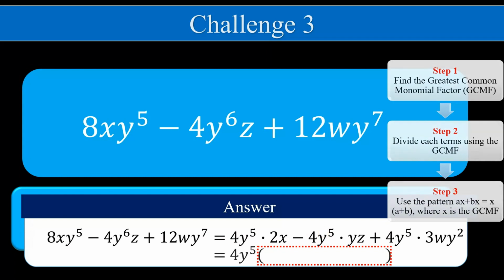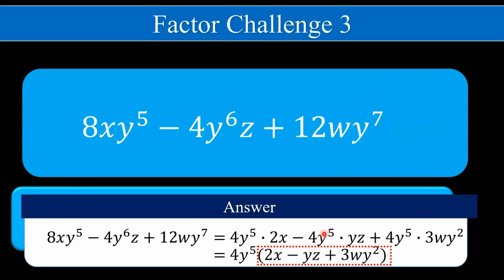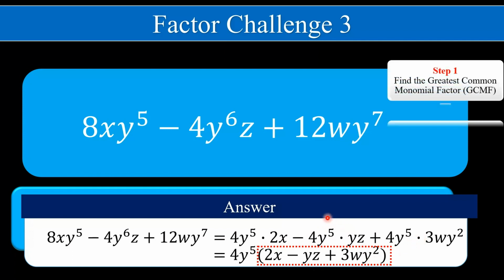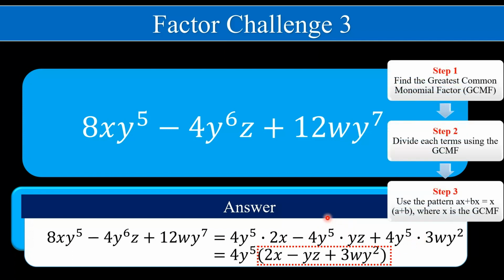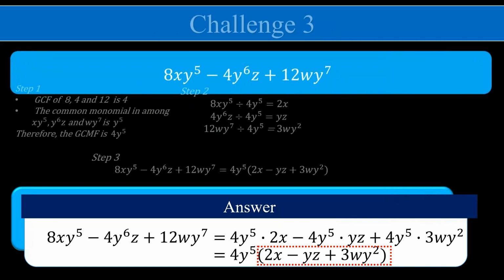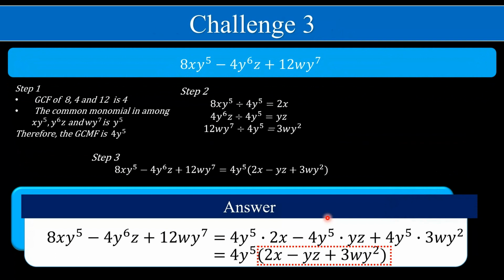Okay, the answer is this. 2x minus yz plus 3y to the 2nd power. So as you can see, actually we can get it using the given. And if you want, again, the step-by-step process, and if you want to see the solution, you can use this idea.